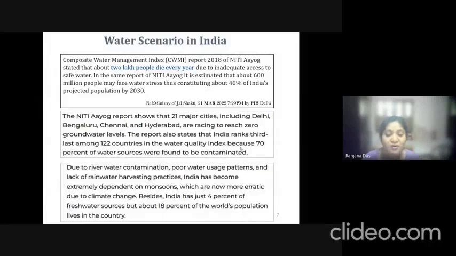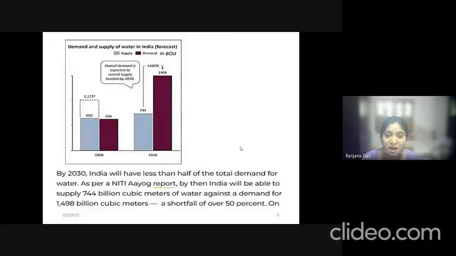But that has also become a big problem because of the global warming effect and climate change. And the fresh water availability for India is trickling down at a very fast rate. So these are some of the reports that Niti Aayog is developing. This is also a report from the Niti Aayog.